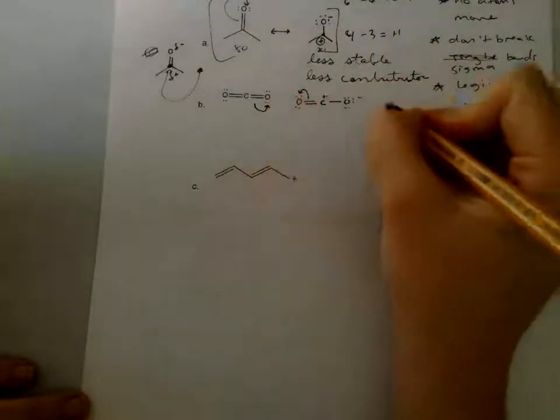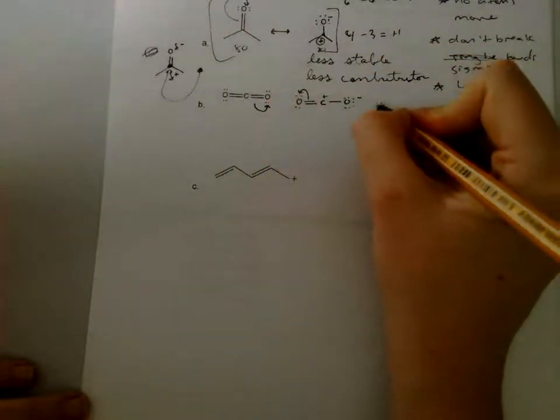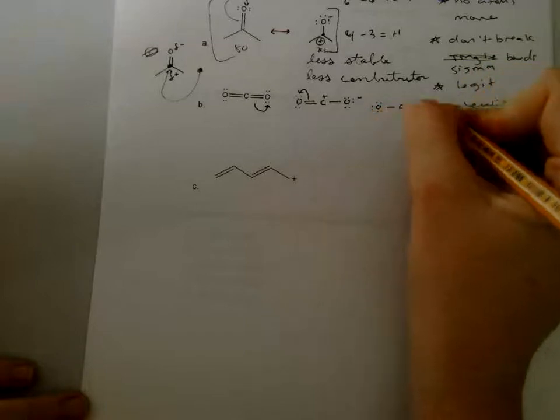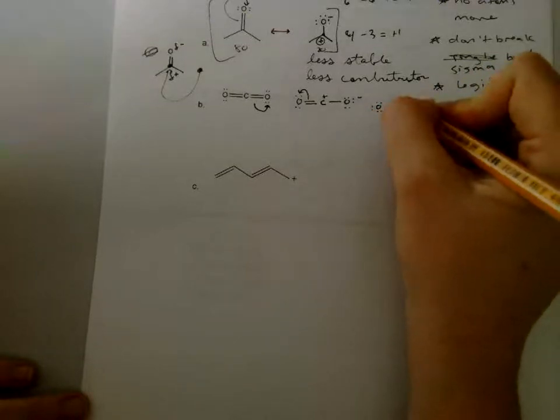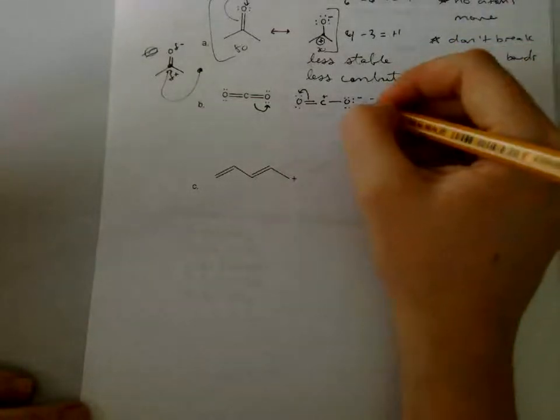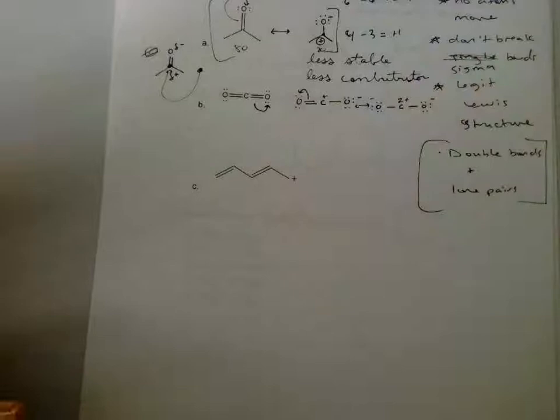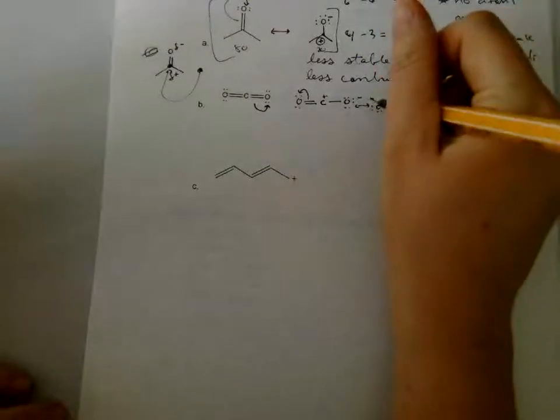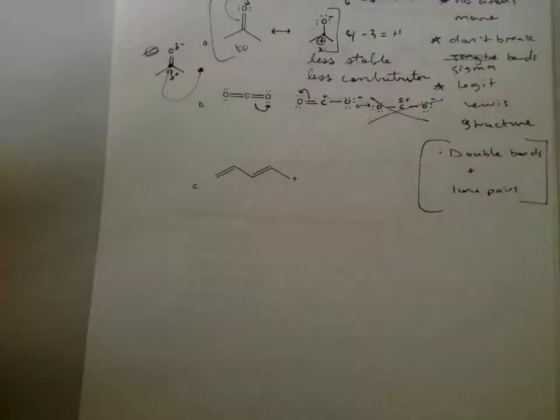Another option is to go here. Where this is 2 plus and both of these are minus. That is very unstable, and that is unlikely to be a major resonance contributor. This is the least likely to exist, so it would be a very small percentage of contributors.